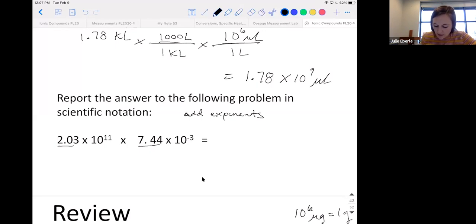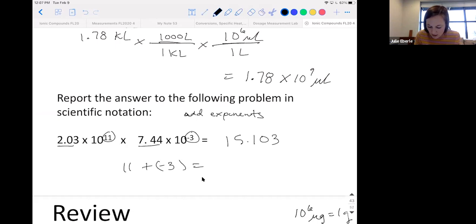So 2.03 times 7.44. What did y'all get? Glenn already got us all the way there. It should be 15 point something, because I wanted to make a point with this one. I got 15.103. And then you add 11 plus -3, and you should get 8, right? So that's times 10 to the 8.